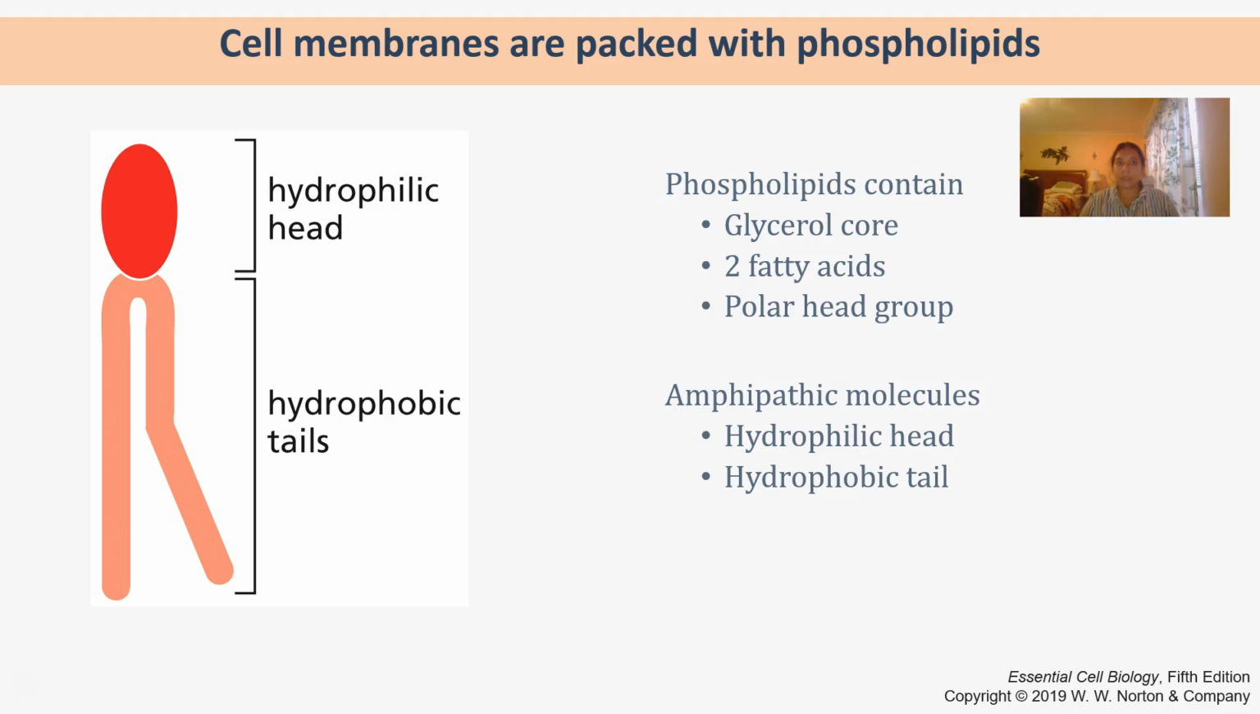Just a reminder, the cell membranes are packed with these phospholipids, which contain a hydrophilic head along with hydrophobic tails. The two fatty acid tails are joined together with a glycerol molecule, and then they have a polar head group that contains phosphates, and along with that some other polar molecule as well in many cases. Because of this, they are what we call amphipathic molecules. So they have the hydrophilic head and hydrophobic tail. They have both hydrophilic and hydrophobic components.